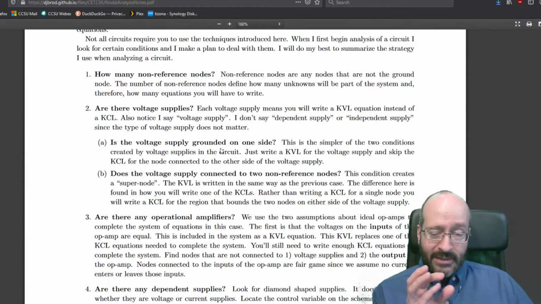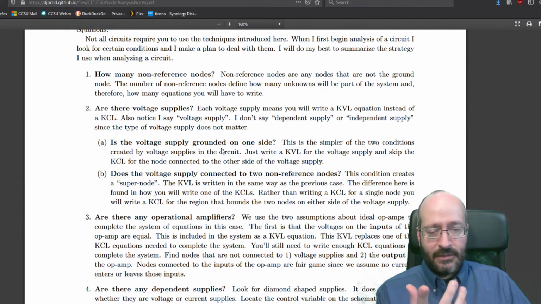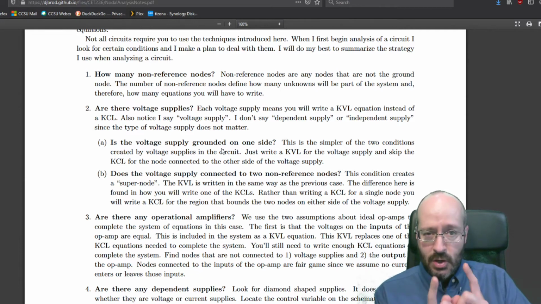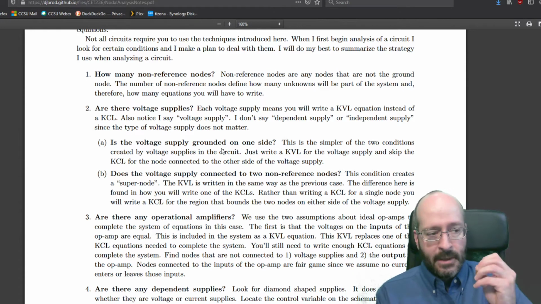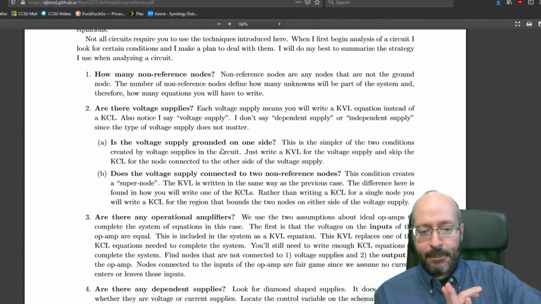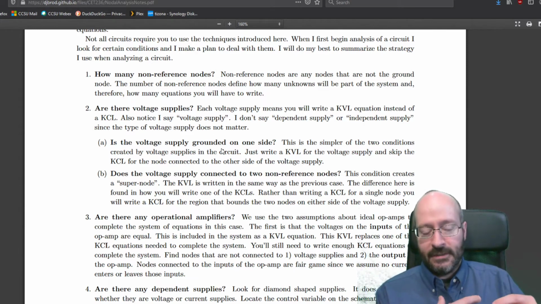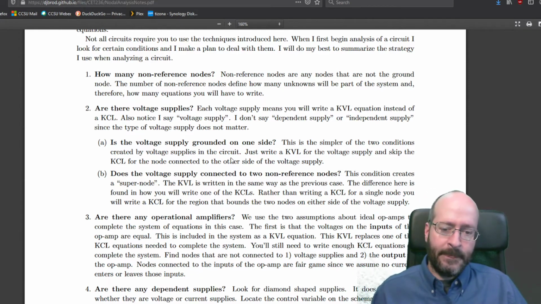Unique to nodal analysis, I'm looking for an op-amp, because if I find an op-amp, I'm also going to swap a KCL for a KVL. And that KVL is from one of the assumptions about ideal op-amps, in that the two nodes on the input have the same voltage. Okay? So that one's unique. So look for voltage supplies, look for op-amps. For each one of those, I'm going to write a KVL, make up the difference in the number of equations you need with KCLs, and know where to write them.